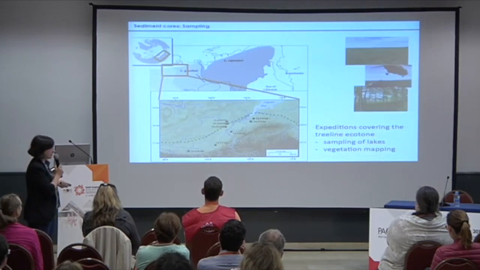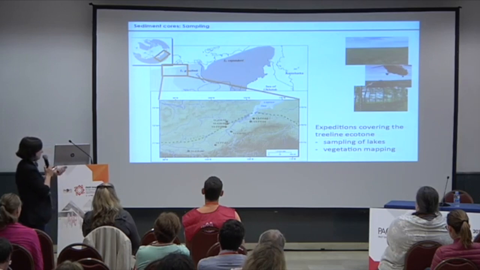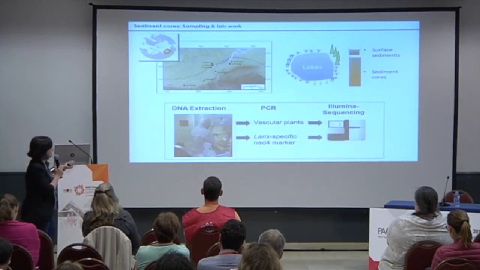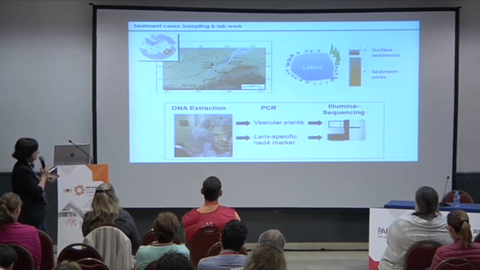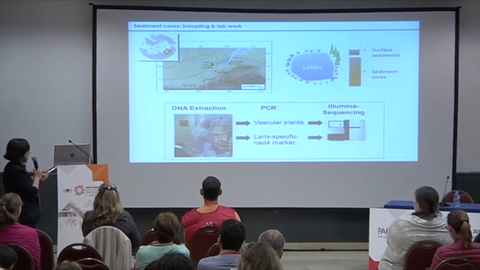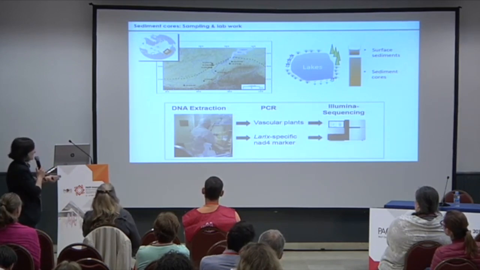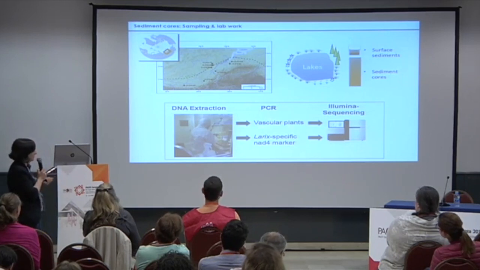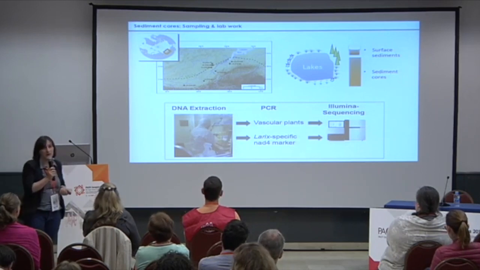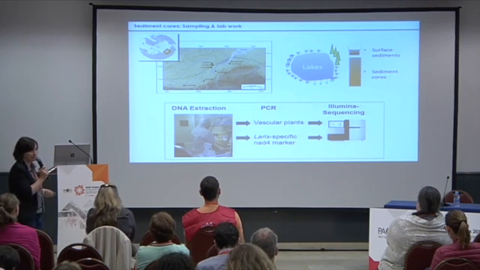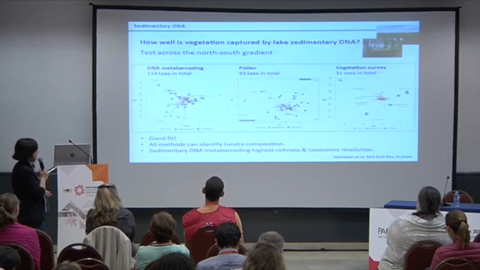So we have samples from expeditions covering the tree line ecotone of this region, with a helicopter expedition, sampling of lakes, and vegetation mapping. We sampled lots of lakes, surface sediments, and sediment cores. For those of you who were in the ancient DNA session, this is quite familiar: DNA extraction, PCR. This is not so familiar: most of the talks were only targeting vascular plants, and here I also used a Larix-specific marker for this mitochondrial haplotype. Then we processed the whole thing with Illumina sequencing and looked at it.